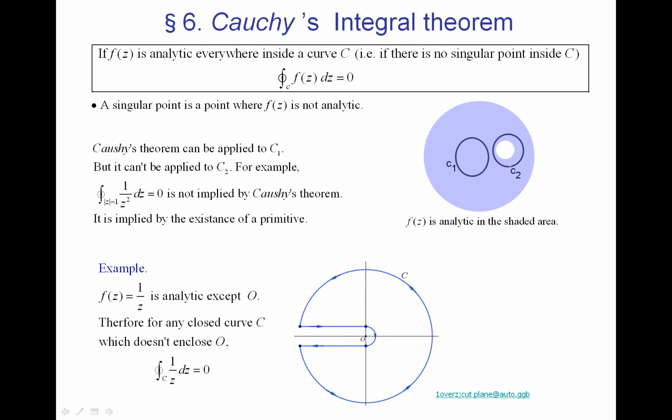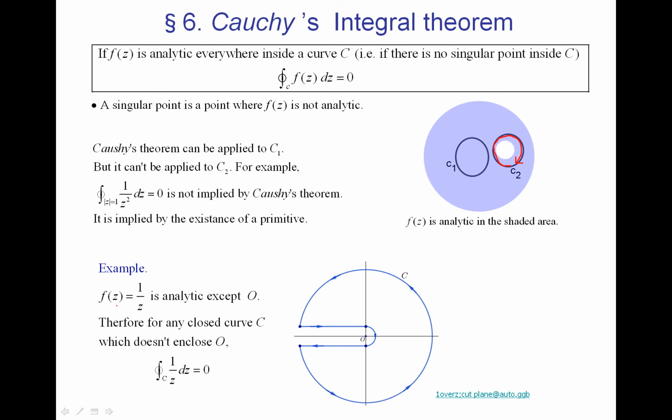The fundamental theorem is more like a one-dimensional theorem. The value is 0 as long as the path lies inside the shaded area, and if there is a primitive, the integration is 0. But Cauchy's theorem says that there can't be a hole inside. If there is a hole inside, it can't be guaranteed that integration is 0. So they are very similar but different.